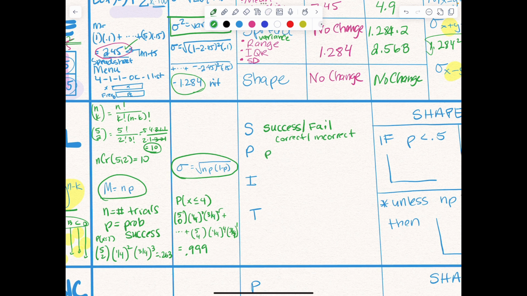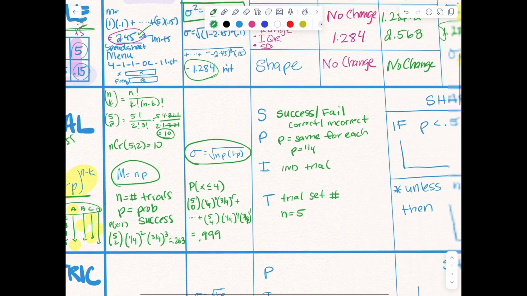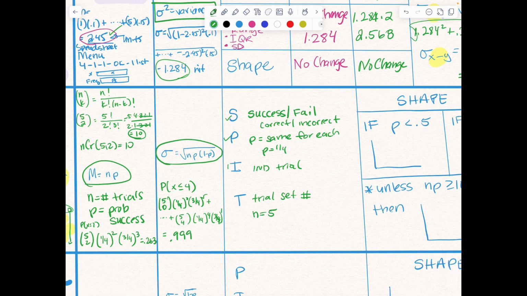P means the probability must be the same for each trial. So we had the probability was 1/4 for each question. This is independent trials. Each one must be independent. Each question must be independent. And finally, the number of trials is a set number. And so n for this was equal to 5, because I had 5 pop quizzes. And if all 4 of these conditions are met, then I can say, therefore, this is a binomial random variable.